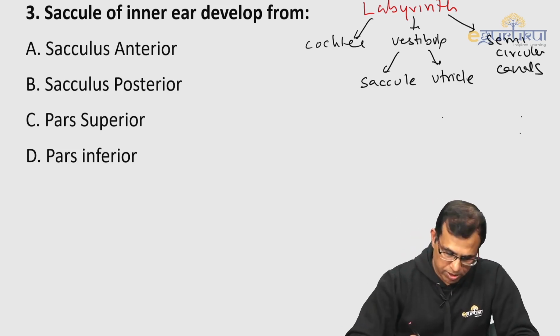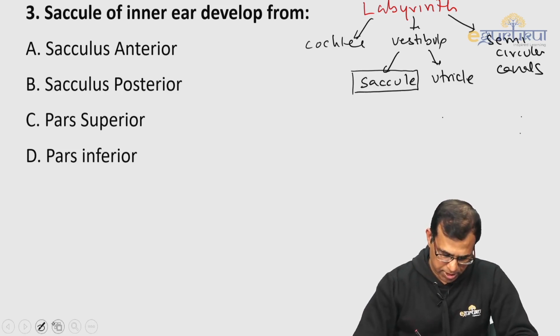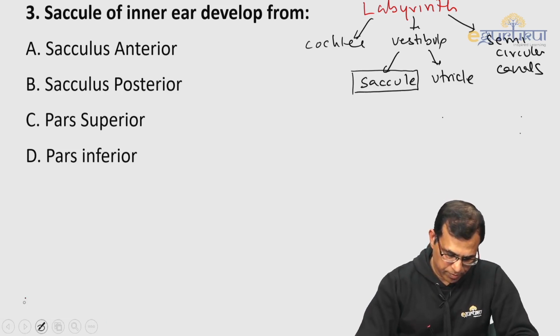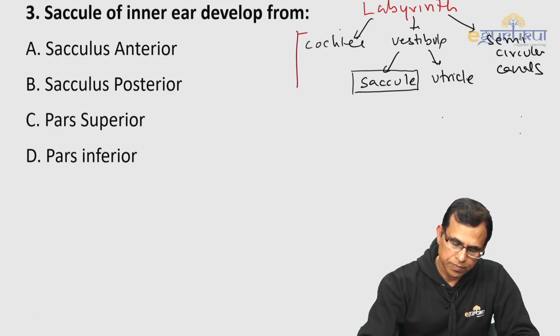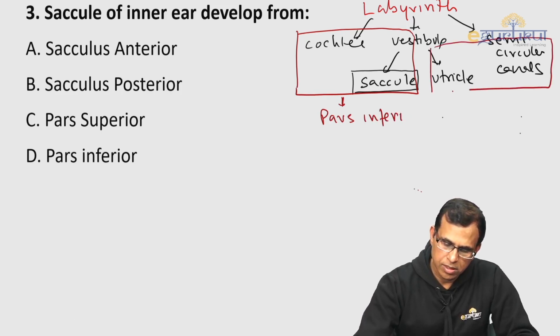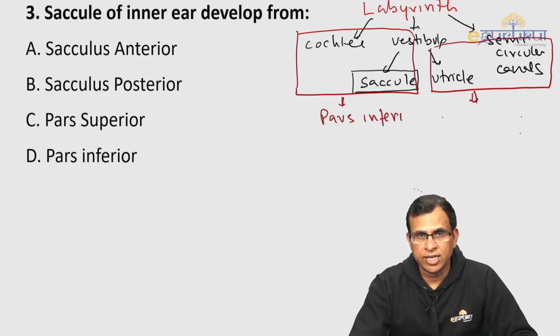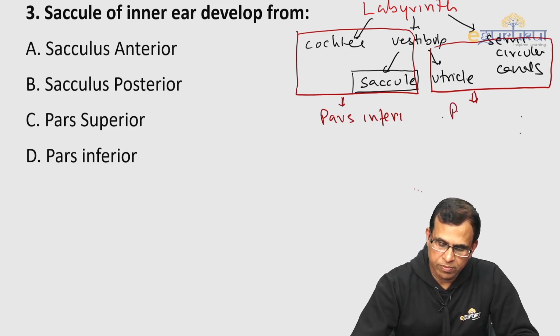Now, they are asking about this saccule, which part it develops from. Very interestingly, these 2 parts develop from pars inferior, whereas these things, along with the endolymphatic duct and endolymphatic sac, develop from pars superior.